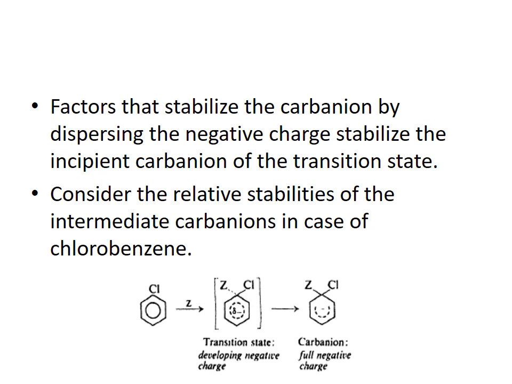In the case of chlorobenzene, before the formation of the carbanion there is a transition state in which a negative charge is developing. So any factor that can disperse this negative charge may stabilize this transition state, which may ultimately lead to the stabilization of the carbanion.